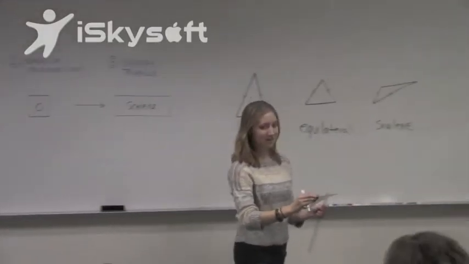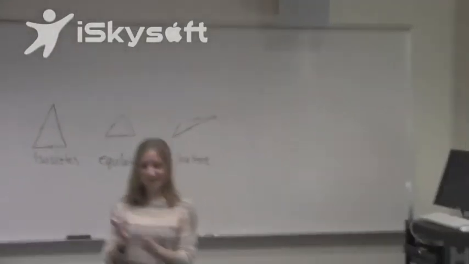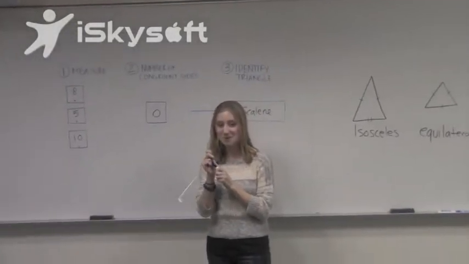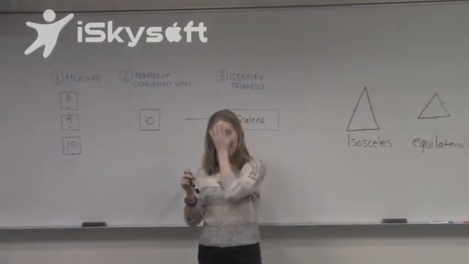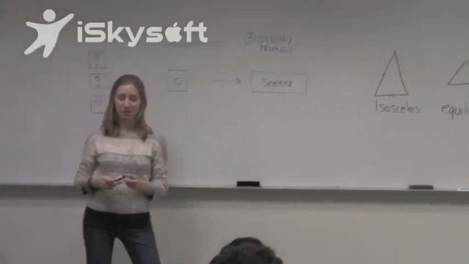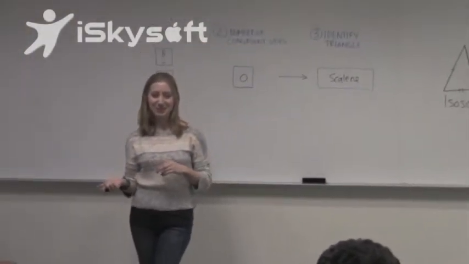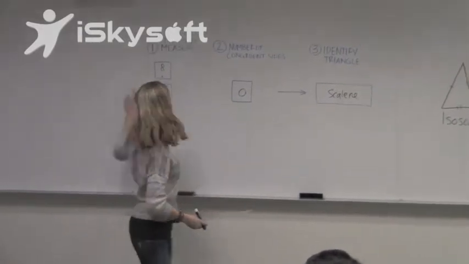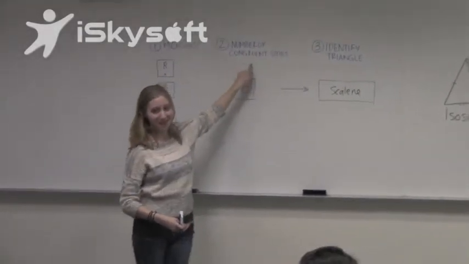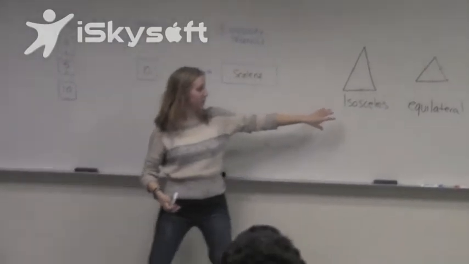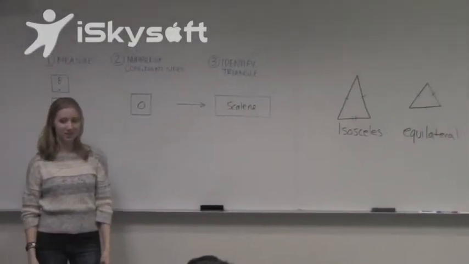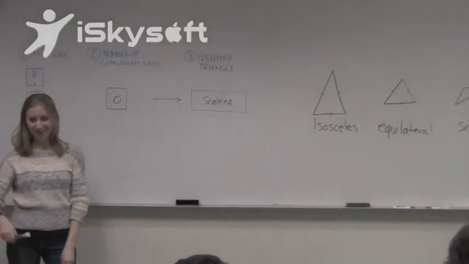Alright, so now in front of you all, you have strips of paper that are all different lengths, and a ruler. And what I want you to do is partner up with someone next to you, and one of you to build the triangle, and then the other person to measure it, identify the number of sides that are the same, and then finally, using this, identify what that triangle is. So, go for it.